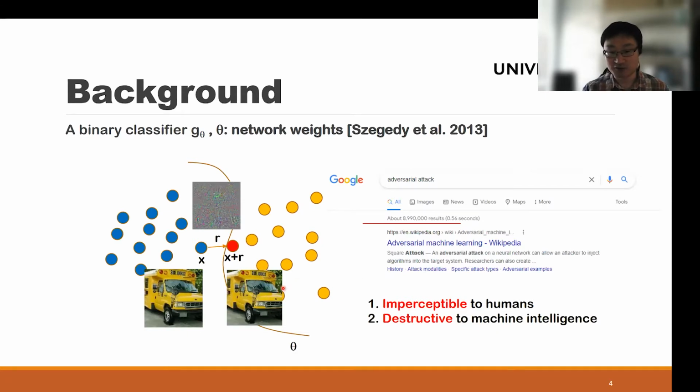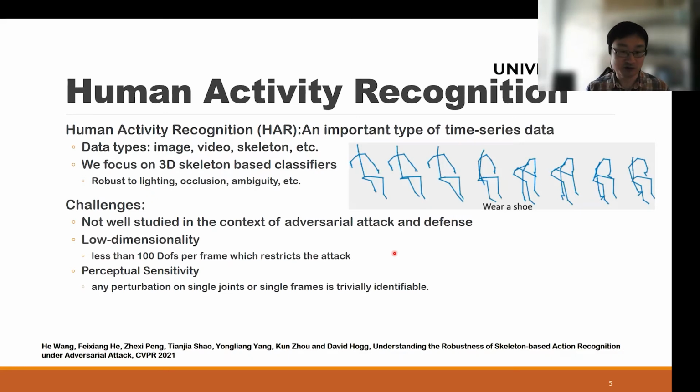Nowadays, if you Google, for example, adversarial attack, you'll see a lot of results come up very quickly. They even already have a wiki entry, which shows, from a certain perspective, how popular this research field is getting. Specifically for our research, we focus on human activity recognition.